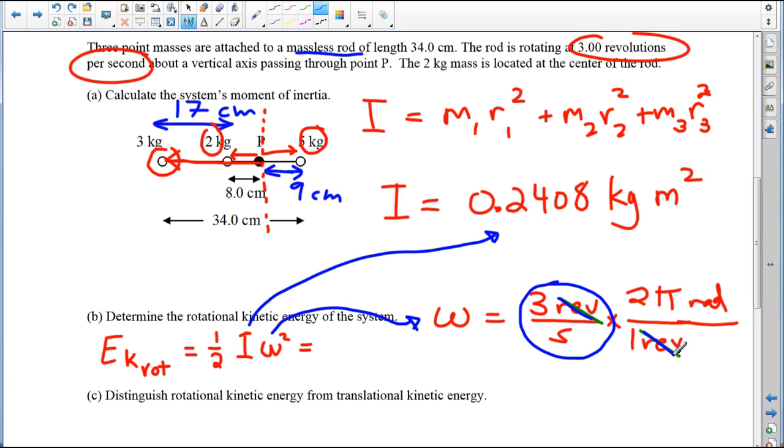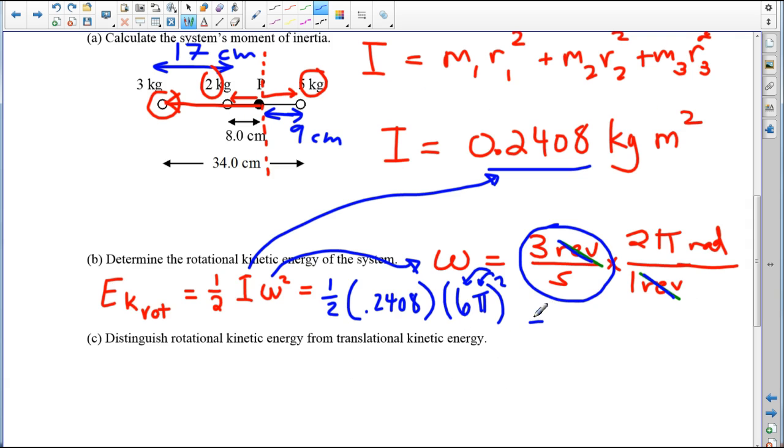The revs cancel out. You multiply 3 times 2 pi, or 6 pi, and so now you've got 0.2408. That's the value of I from above. And we're multiplying 6 pi squared. You square everything. You got to distribute that to everything in parentheses. And when you calculate this out, what is it? It's 42.8 joules. The unit is joules, just like other forms of energy.